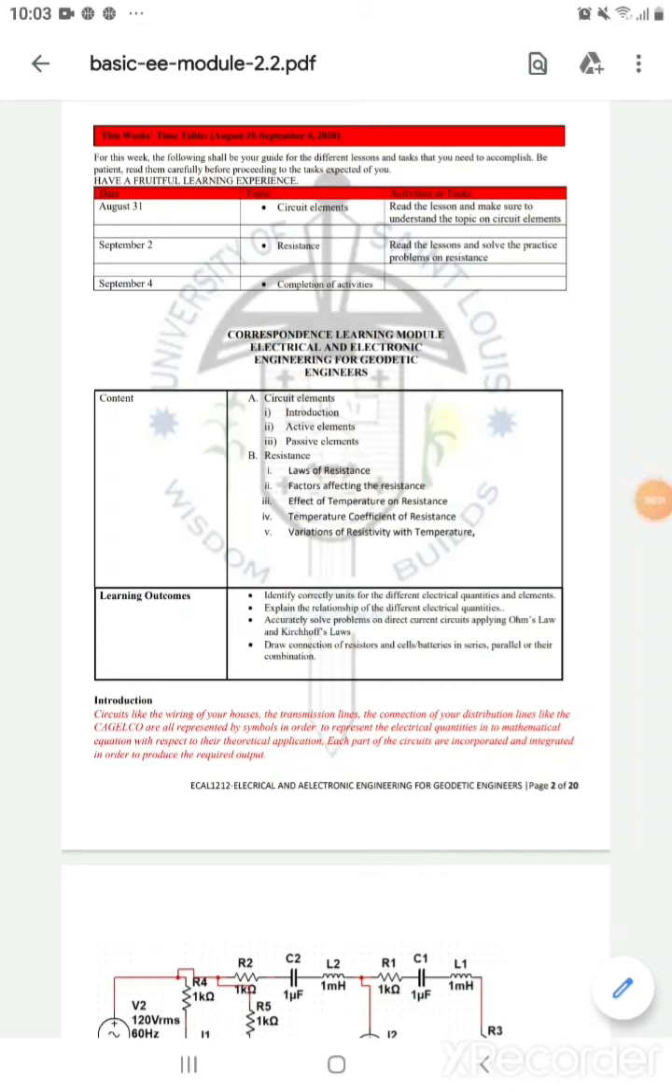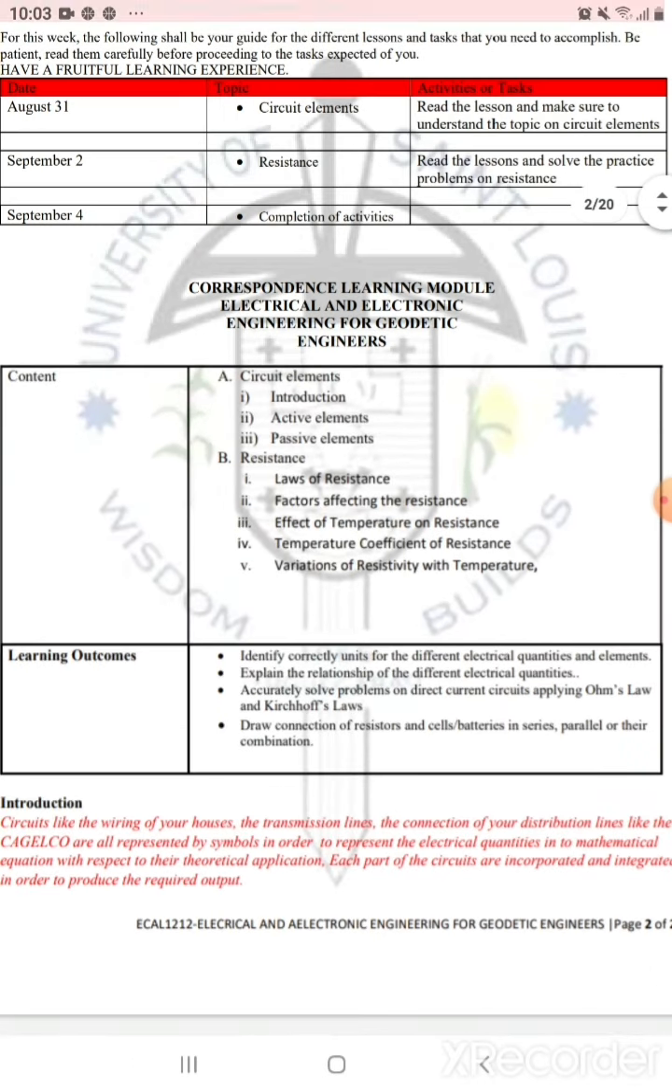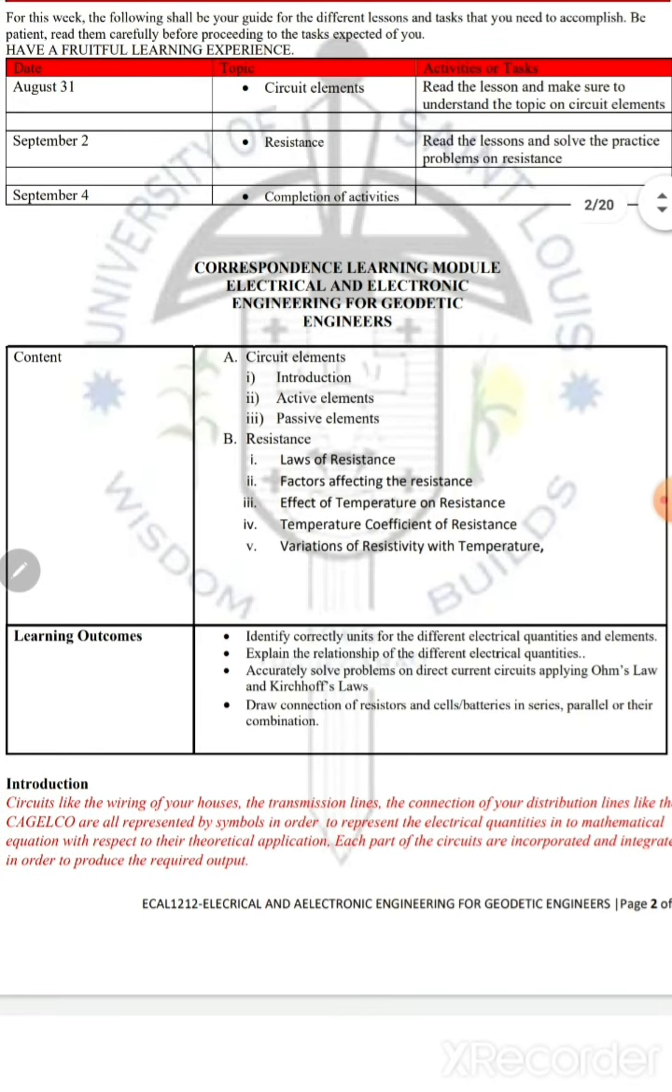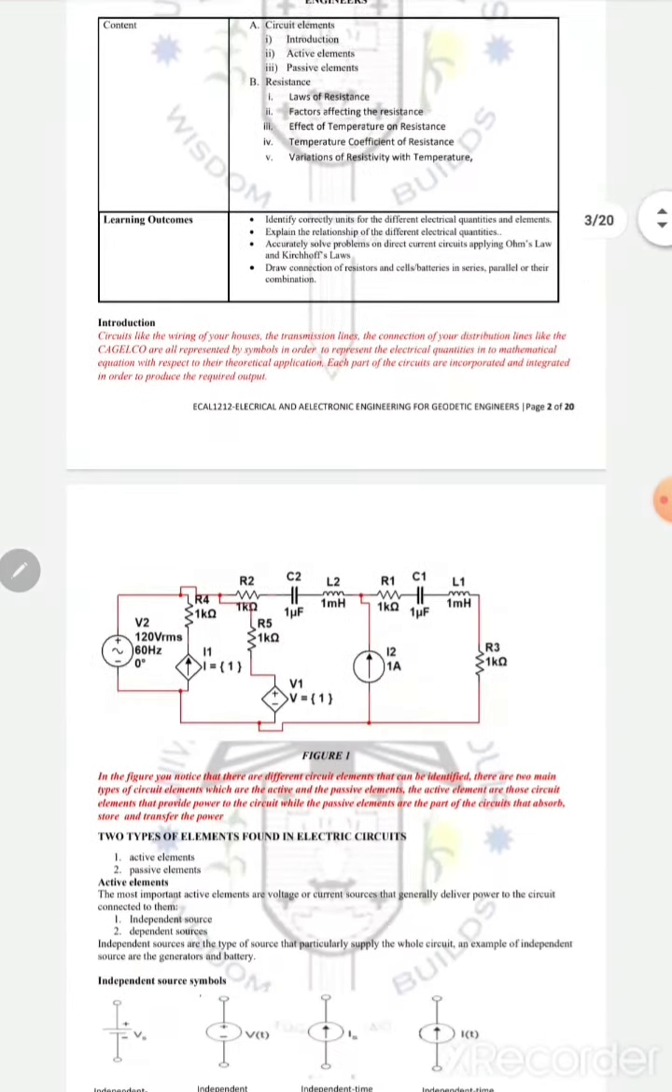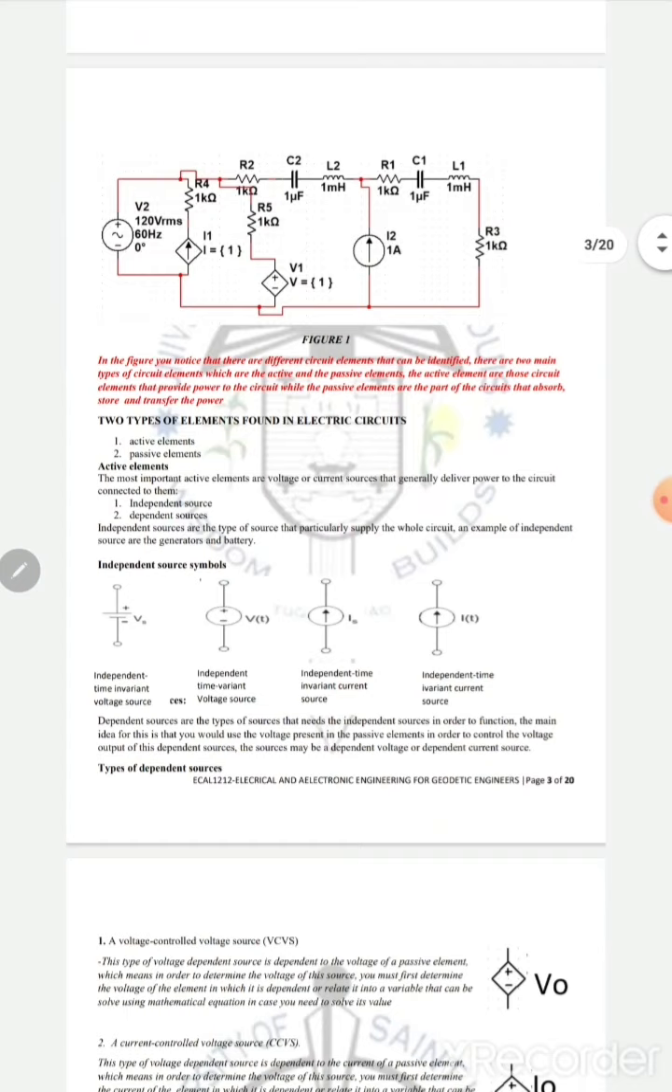We are now in week 2 of our course. In week 2, we will discuss circuit elements and resistance. First, I would like to talk to you about circuit elements.